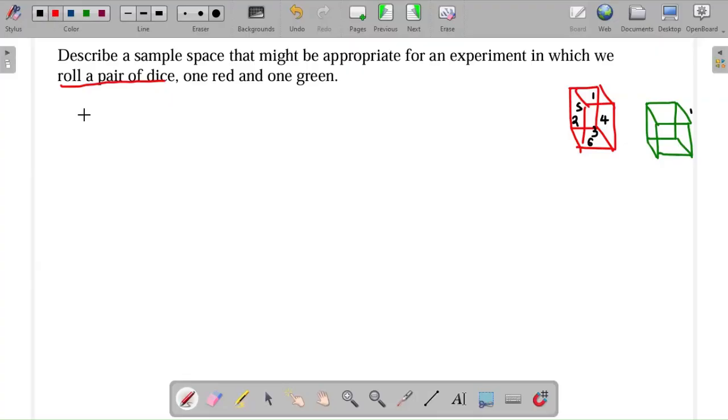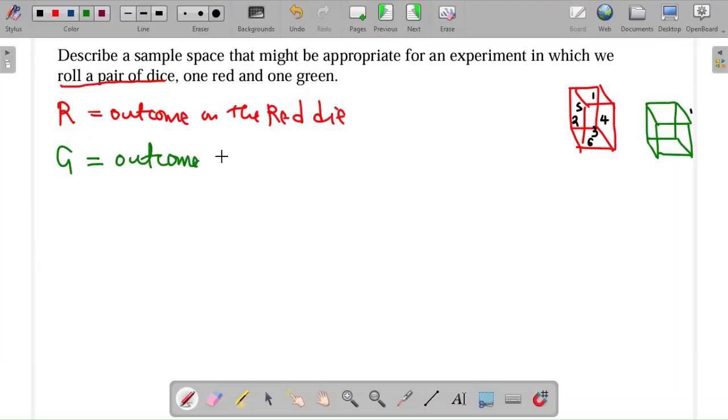First of all, since the 2 dice have different colors, we can distinguish them. R is going to represent the outcome on the red die, and G is going to represent the outcome on the green die, so that we differentiate them. Now each die can show any number from 1 to 6.